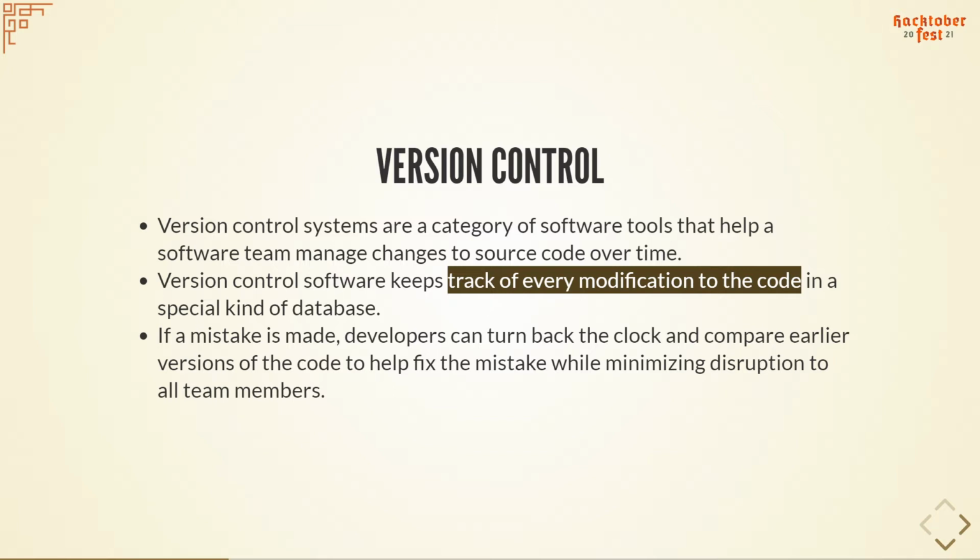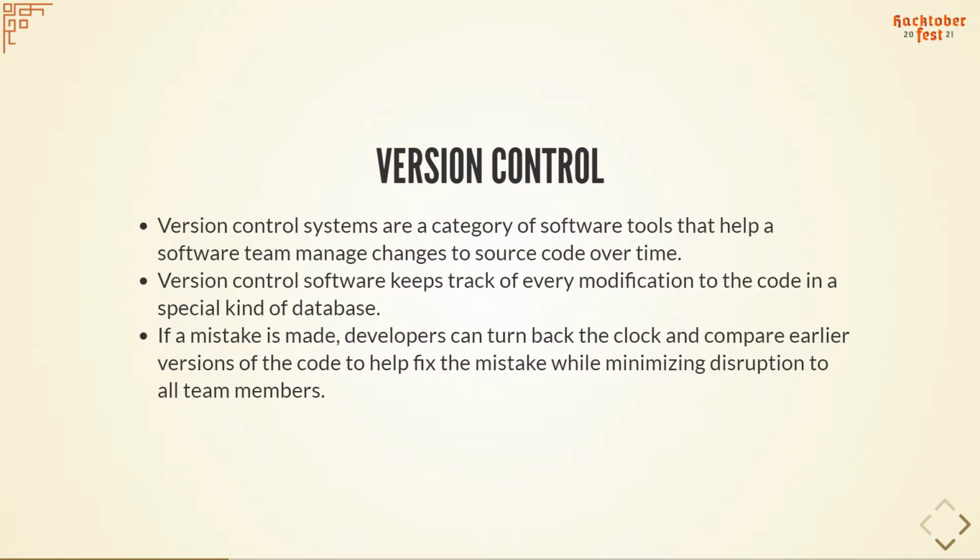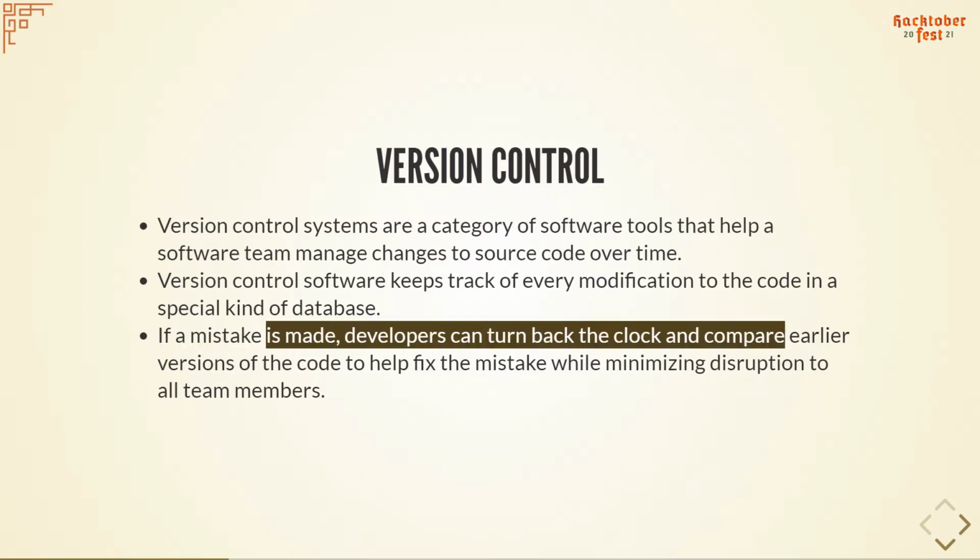So why is it important? It is super important because if a mistake is made, developers can turn back the clock and compare the earlier versions of the code to help them fix the mistakes while minimizing the disruption to all the team members. For example, let's say you are working on a very huge project and you did something that turned out to be a bug or something wrong, then you can simply revert back your commits. That is called a commit. We'll come to the various Git terminology later on. But yes, you can revert back various changes that you do.